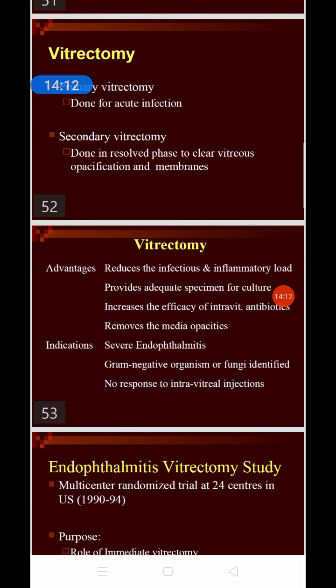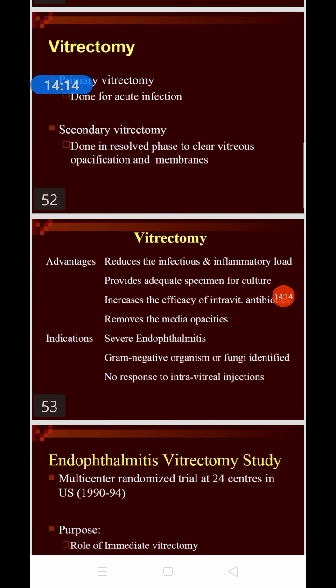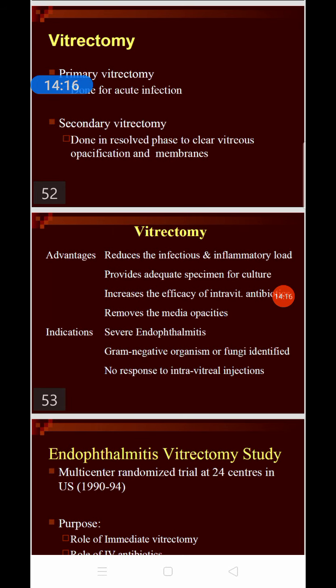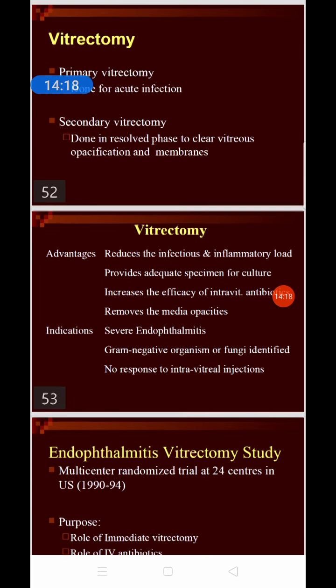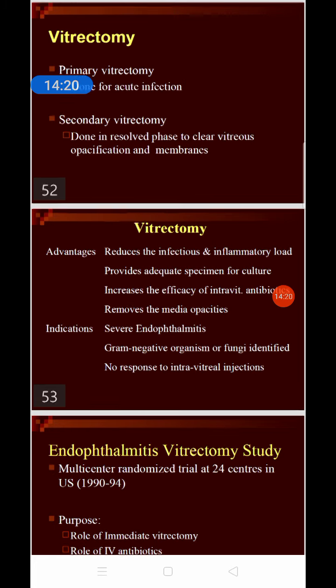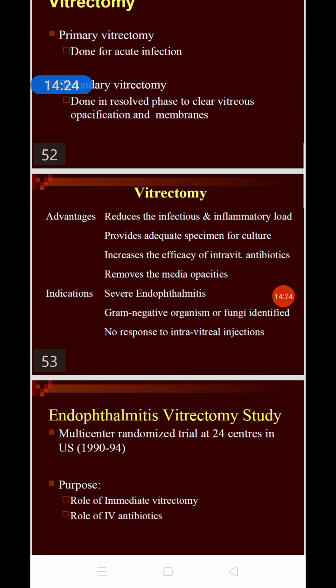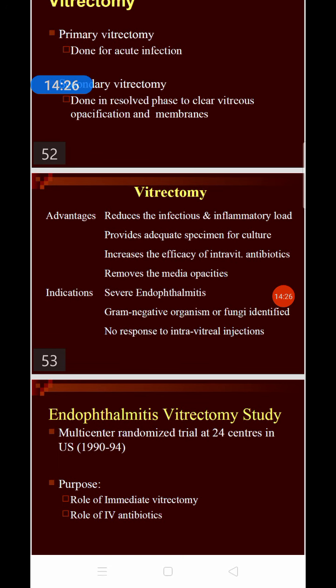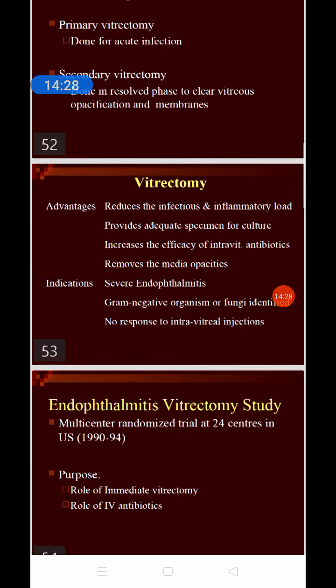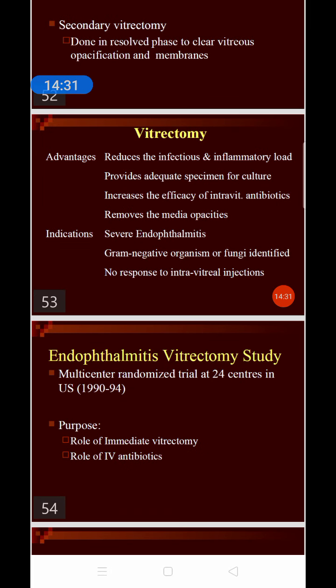What are the advantages of vitrectomy? It reduces the infection and inflammatory load and provides an adequate specimen for culture. It is indicated in severe endophthalmitis, when gram-negative organisms or fungi are identified, and when there is no response to intravitreal injection. Usually vitrectomy is performed.